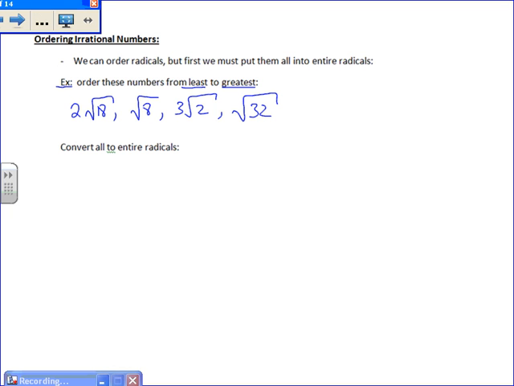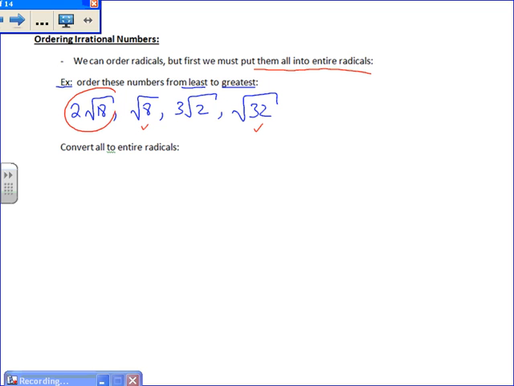It's sort of hard for me to compare an entire radical and a mixed radical just by looking at them. For example, I can see this is an entire radical, and so is square root of 32. But it's kind of hard for me to compare the square root of 8 to, let's say, 3 times the square root of 2. What I can do to make things easier is write them all as entire radicals. And then I'm just comparing the radicands, the numbers inside. So let's go ahead and do that.